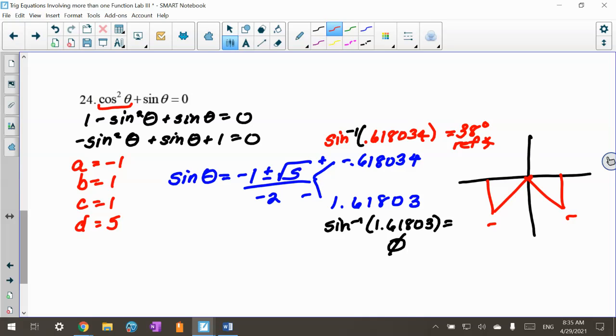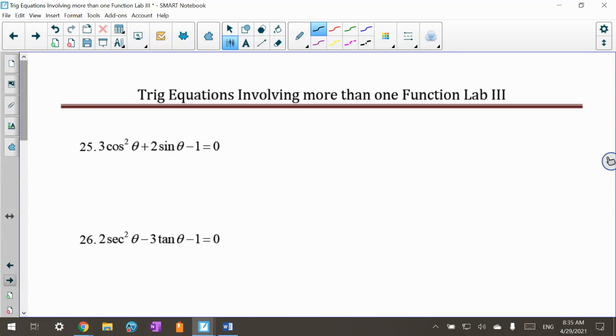So now, in order for me to find the answers, I'm going to do 180 plus 38. When I do that, I get 218 degrees. When I do 360 minus 38, I get 322 degrees. And those are the only two angles that will work in this equation, right? The next one I'm going to do is 25 on this video.